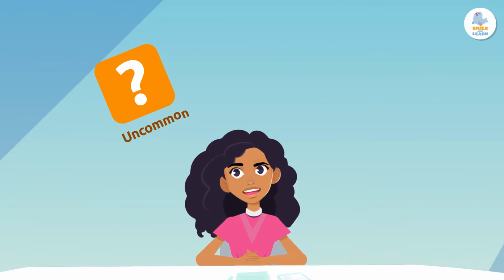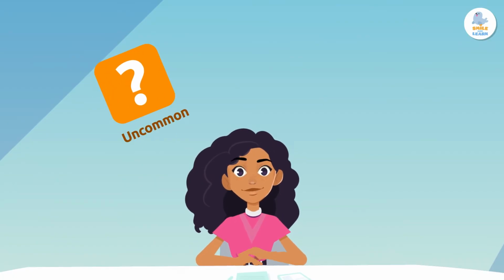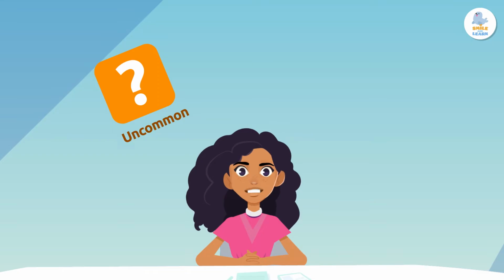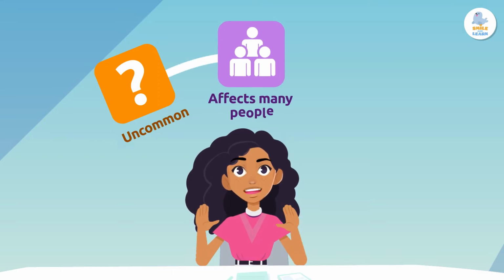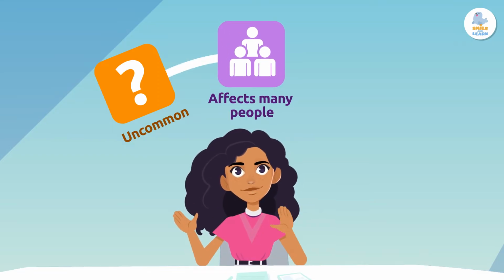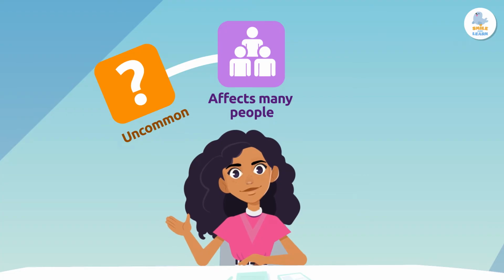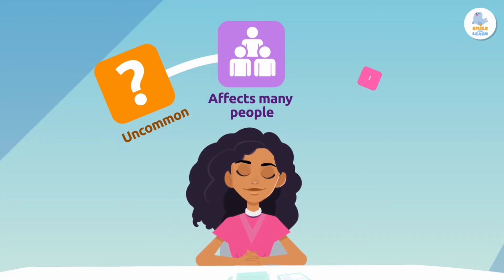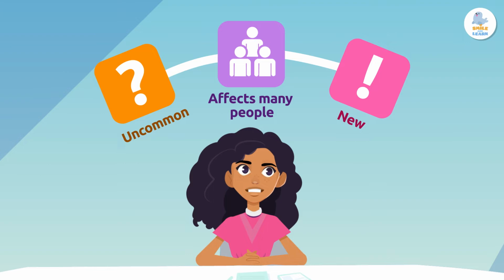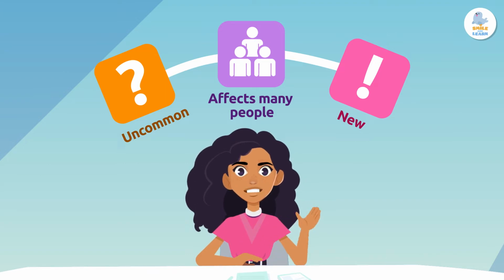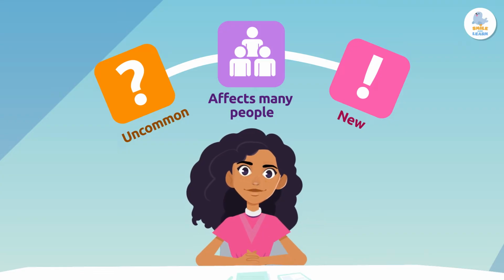First, it could be something uncommon. Imagine the surprise we would have if it started to snow in the middle of summer. Second, it could be something that affects many people, such as a national election. And finally, a piece of information is newsworthy if it's something new, that is, something we learned today and didn't know yesterday. It wouldn't make sense to report something that happened a long time ago.